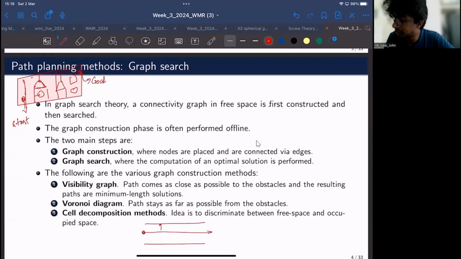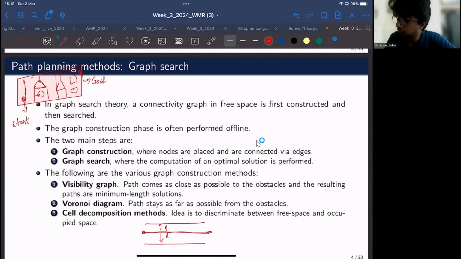The perpendicular distance from the trajectory to either of these walls will be equal. It will try to go somewhere in the middle of these two walls. So that is the defining feature of Voronoi diagram.